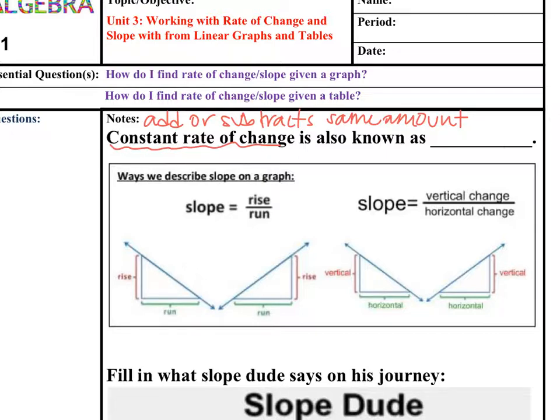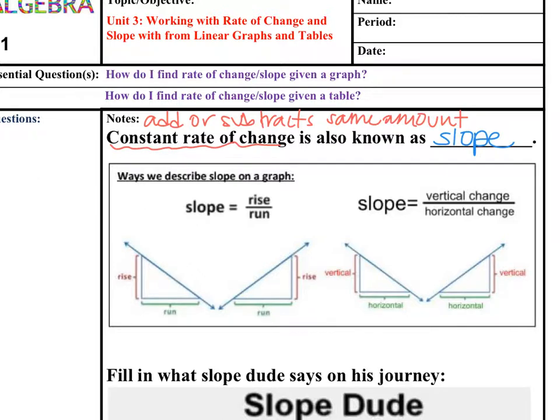Also, if it's a straight line, like we talked about yesterday. Constant rate of change is also known as slope. So if I ask you to find the rate of change, I am asking you to find the slope. Or if I ask you to find the slope, I'm asking you to find the rate of change. It's the same thing.